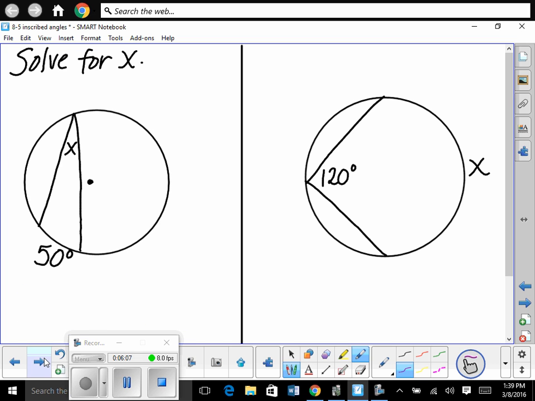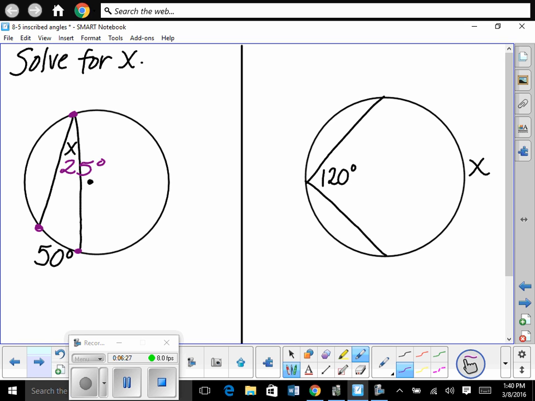Okay. So once again, it says solve for x. So we're given an inscribed angle again, and this time we're given the arc from here to here is 50. Well, if that's 50, what's the angle? 25. Because an inscribed angle is half the amount of the intercepted arc. We're all comfortable with the easy stuff, right?